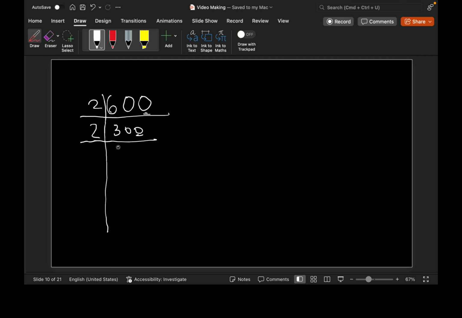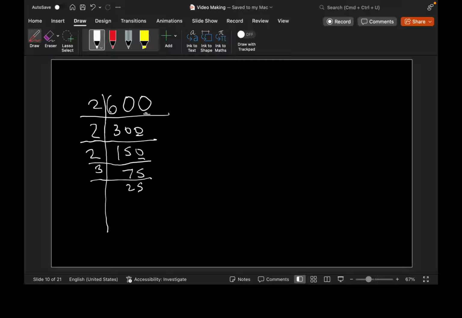And then what do we get? We get 150. Again, ends with 0, so it's divisible by 2. Then we get 75. Now we have to find out the next smallest prime, which is 3, right? Is it divisible by 3? 7 plus 5 is 12. 12 divided by 4 is 3, so it is divisible by 3. So 75 divided by 3, you get 25.